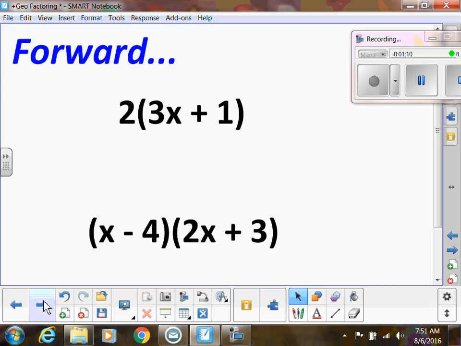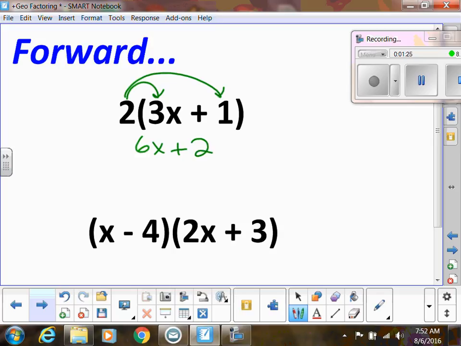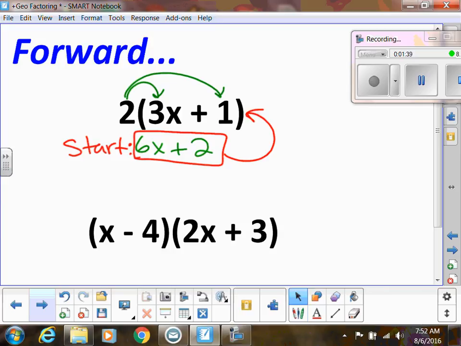If we go forward with these two problems, we would distribute the 2, right? So this would be 2 times 3x is 6x, 2 times 1 is 2, and this would be my answer. Well, factoring will start with this answer and would want to go back to here.